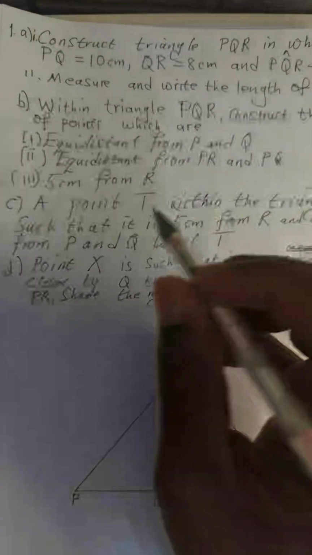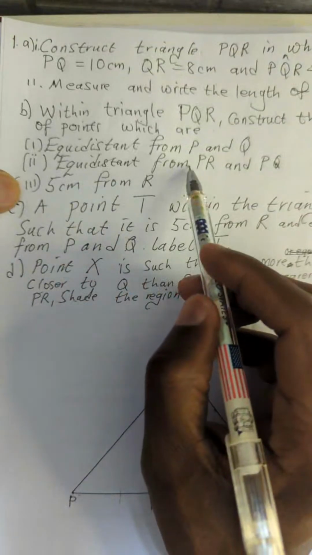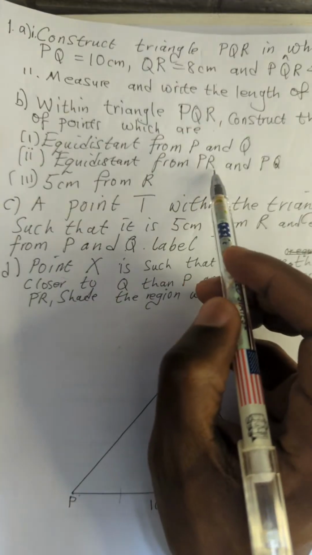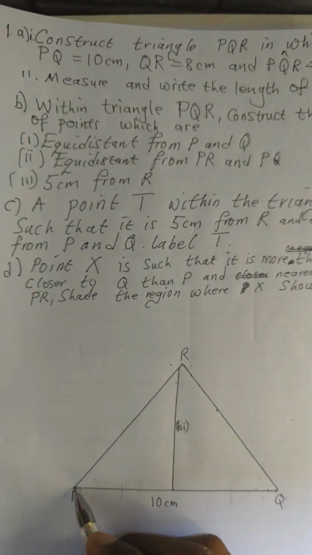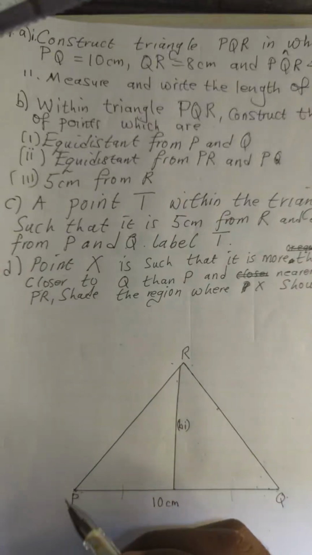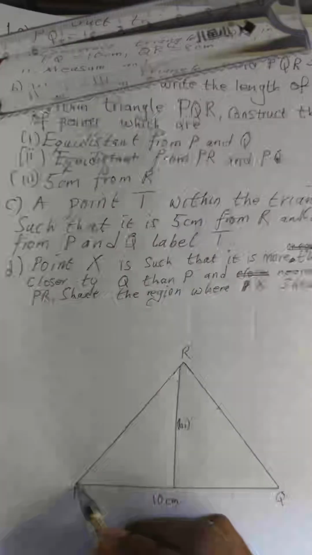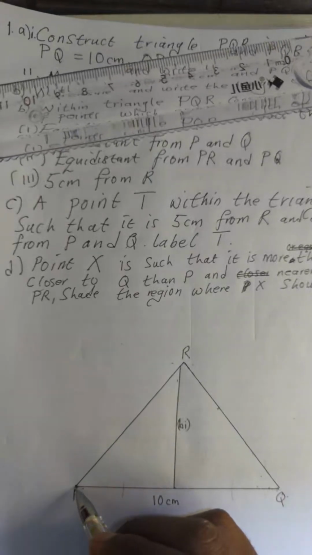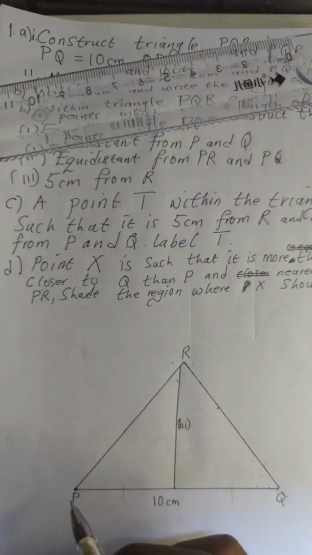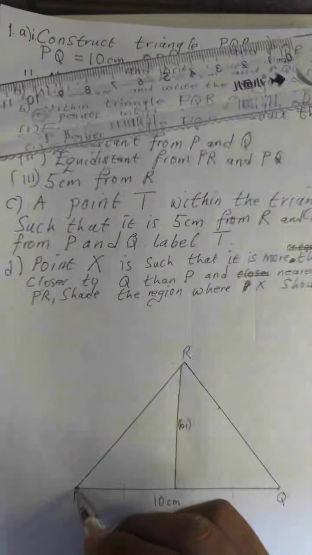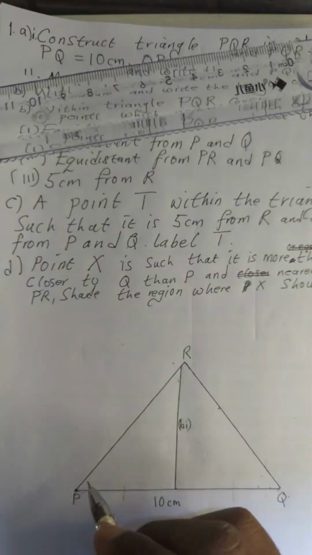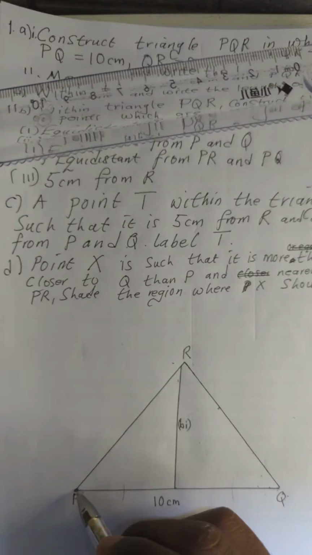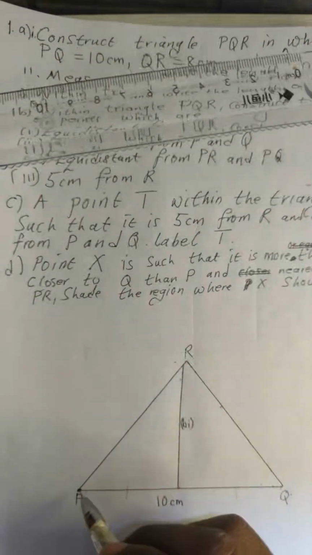Okay, next, equidistant from PR and PQ. PR is a line, PQ is a line, and they meet at P. So where they meet, that's where the line we want to construct will pass. So we're talking about a line that has equal distances from it to PR and from it to PQ.